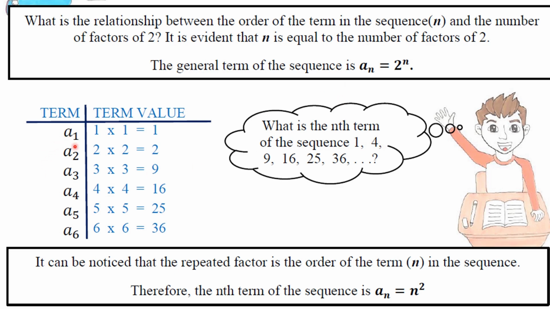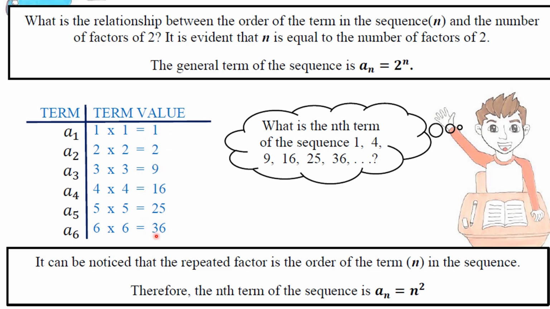For a sub 1, we have 1 times 1. For a sub 2, 2 times 2. A sub 3, pangatlo, 3 times 3. And yun yung pattern natin. Kung ang n mo ay 6, you make use of 6 times 6, correct? Kung ang n mo ay 7, you make use of 7 times 7. So, yun yung mga lumalabas na values. And if you are going to recall, these numbers are what we call perfect squares.